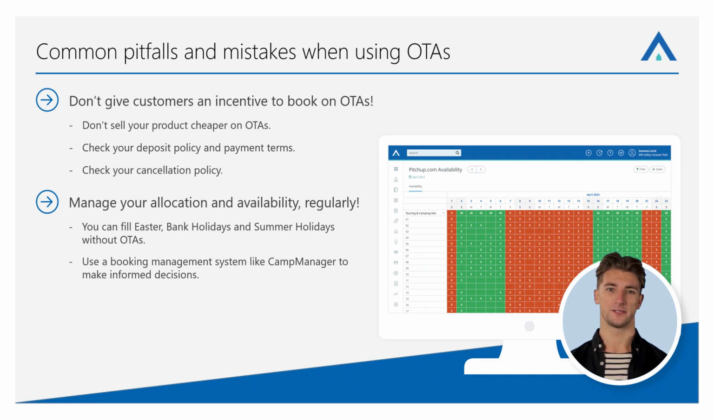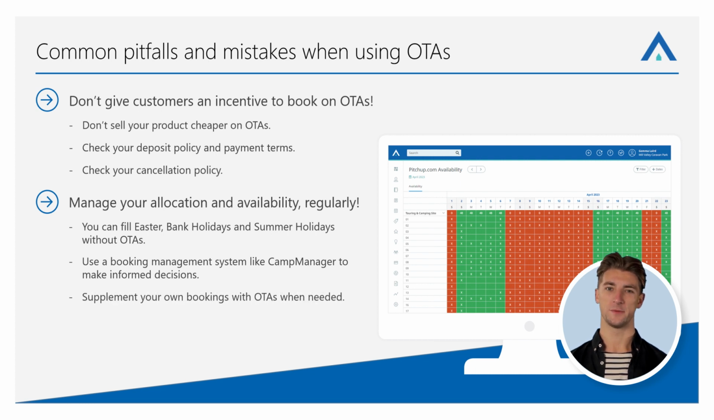CampManager also displays your occupancy performance for each type of accommodation, or pitch type. It allows you to make informed decisions, identify the peaks and troughs, and when you may need to supplement your own bookings with OTAs to increase occupancy.